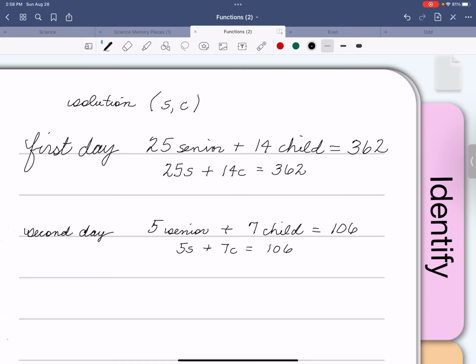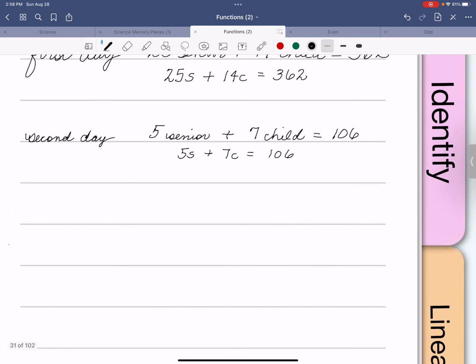Okay? So here are our two equations. We have 25S plus 14C is 362, and 5S plus 7C is 106. I do not want to graph this one because the graph would be enormous. I really don't want to substitute on this one because the values are so big. I'm going to use elimination to solve this one.